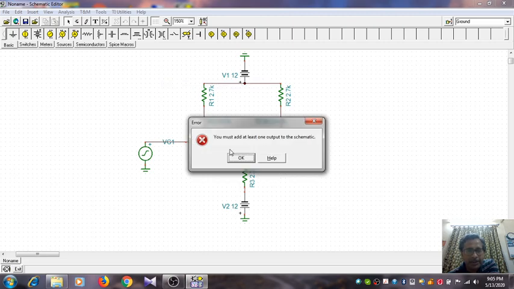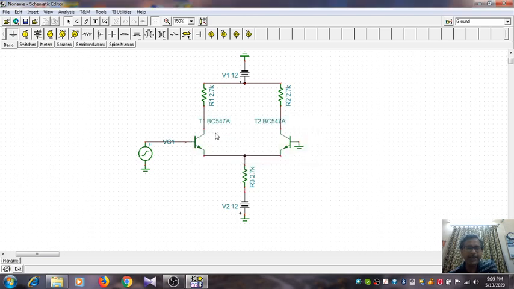Okay, it says that you must add at least one output to the schematic. So we have to take the output, if you remember, as the collector of T1 and T2, and they will be out of phase because the input is applied at the base of the transistor T1. So let us make arrangement for two voltmeters, one connected to the collector of T1 and the other to the collector of T2.